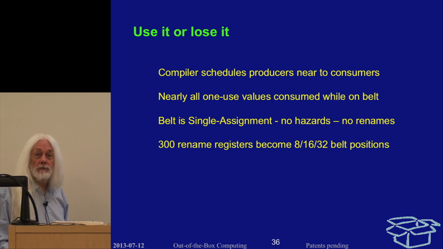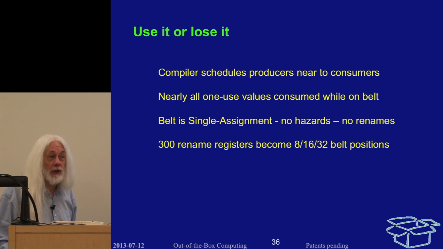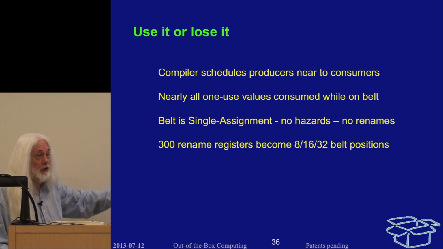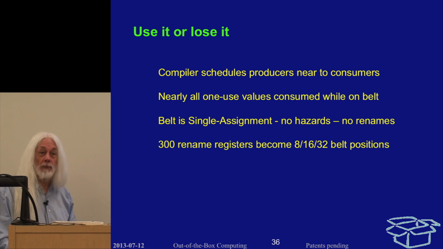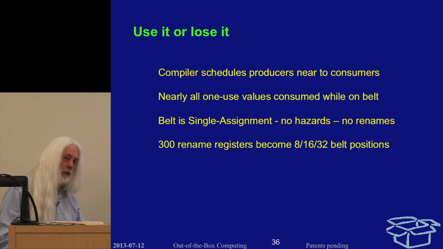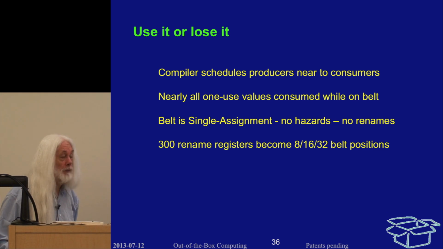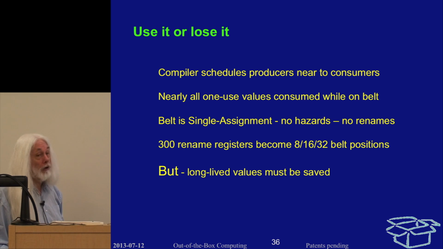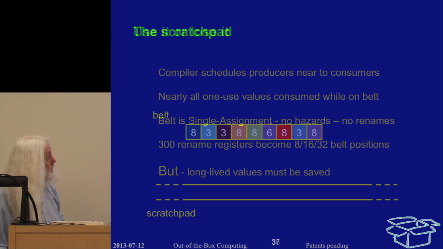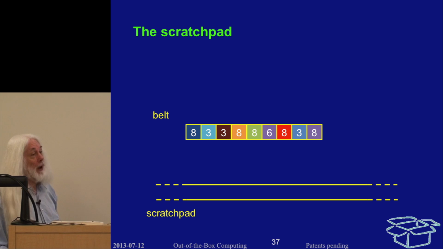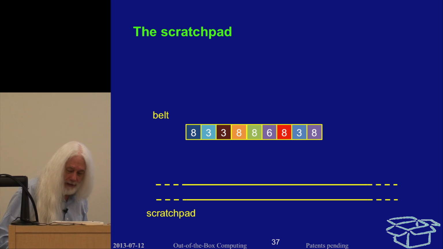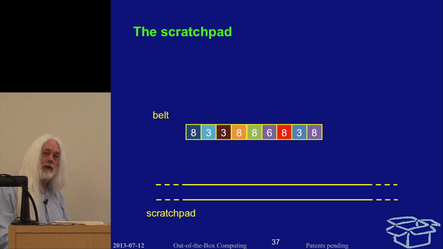And what was 300 rename registers in a superscalar is belt lengths of 8, 16, or 32, depending on the family member. The Mill is an architectural family in the sense that the 360 was a family ranging from relatively small to super bazoo with different belt lengths, but those are your typical belt lengths. Long-lived values must be saved. The way you do that is with a scratchpad. The scratchpad is a hardware, actually SRAM, structure.